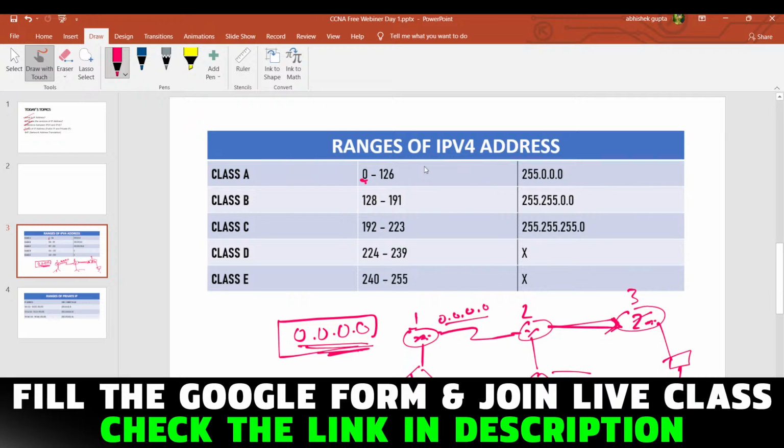So whenever somebody asks you whether a class A IP address starts from 0 to 126 or 1 to 126, the correct answer is 0 to 126. Is it clear?